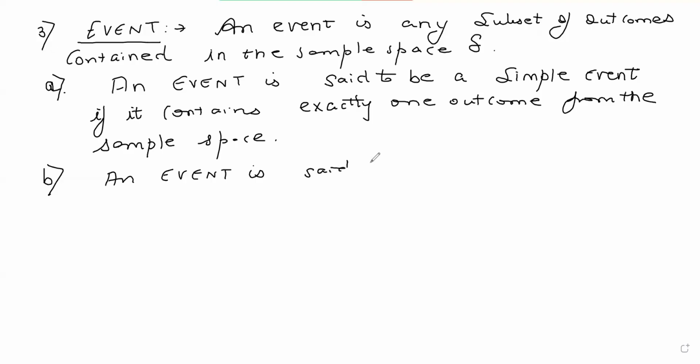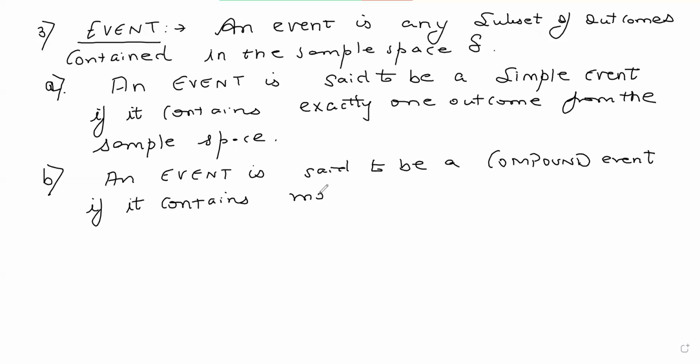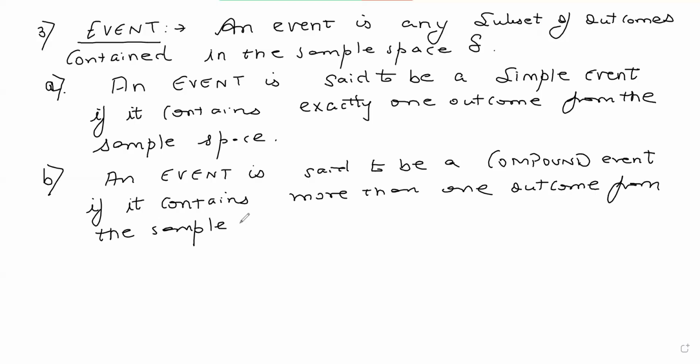An event is said to be a compound event if it contains more than one outcome from the sample space. The sample space is denoted by delta. So when you take exactly one outcome from the sample space, it's called a simple event. When you take more than one outcome from the sample space, it's called a compound event.